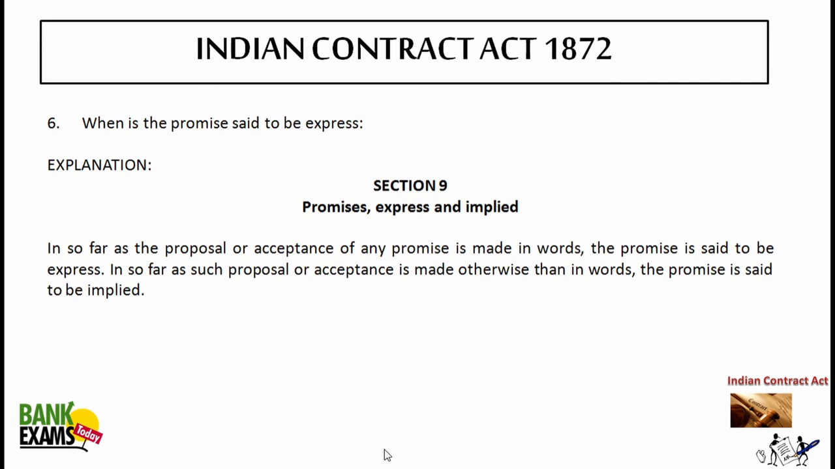Promise expressed or implied. Section 9 says that in so far as the proposal or acceptance of any promise is made in words, the promise is said to be expressed. In so far as such proposal or acceptance is made otherwise than in words, the promise is said to be implied.